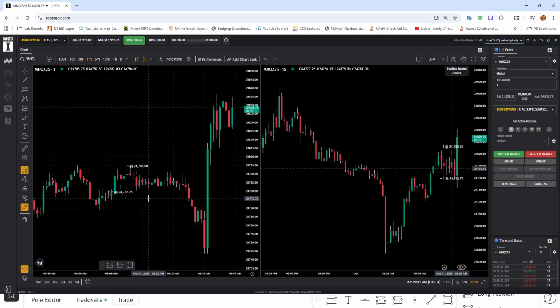Price stopped here and it opened right there. Let me get this. And we'll do yellow. I don't really like yellow, but it needs to be a strong contrast.